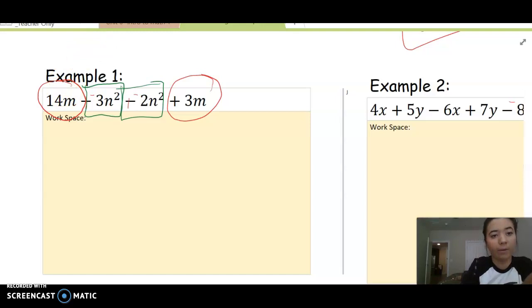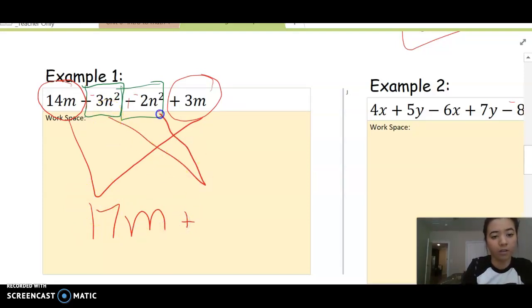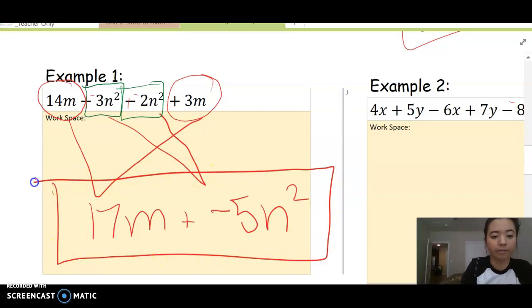Again, notice how I'm making sure I include that negative sign. Okay, and now we can combine. I have 14M and 3M. 14, 15, 16, 17. That gives me a total of 17M. And then I have negative 3 and negative 2. So negative 3, take away 2 more, means I'm going to have negative 5. Keep the variable the same. Keep the exponent the same. And that's my final answer.